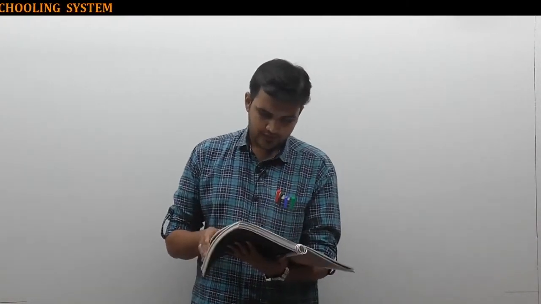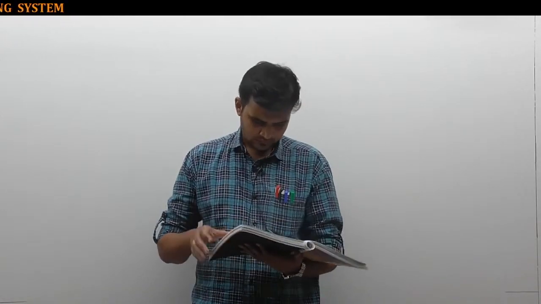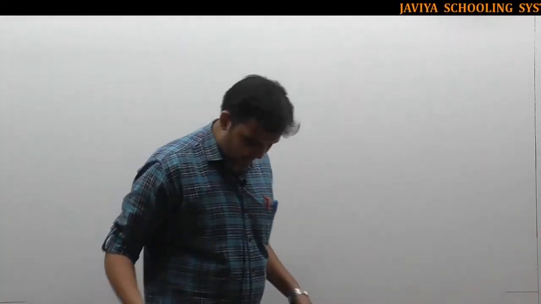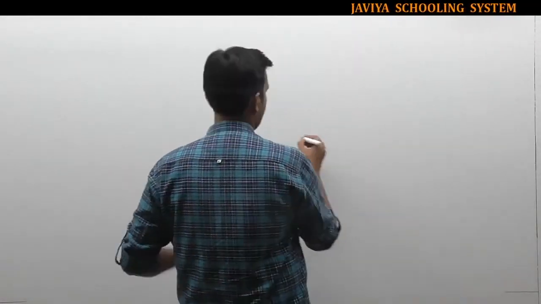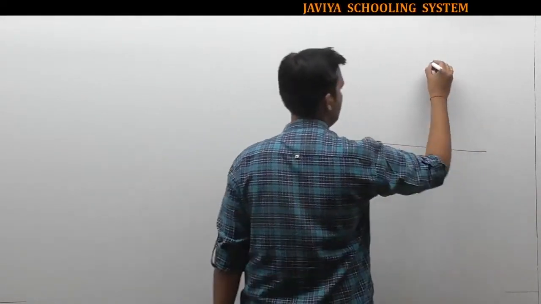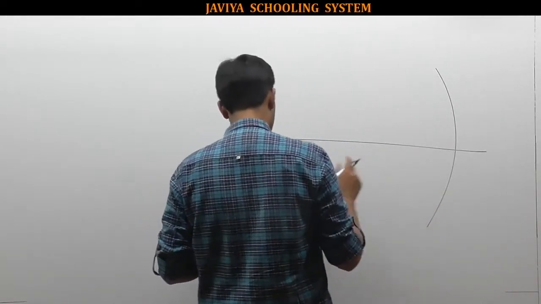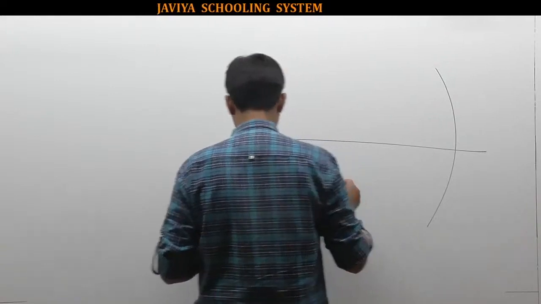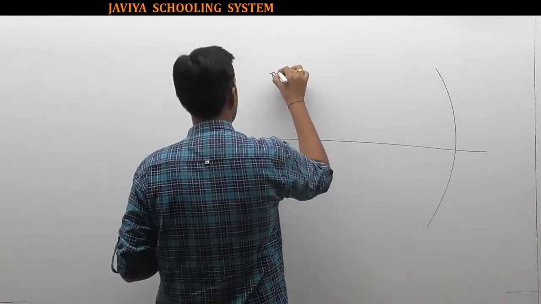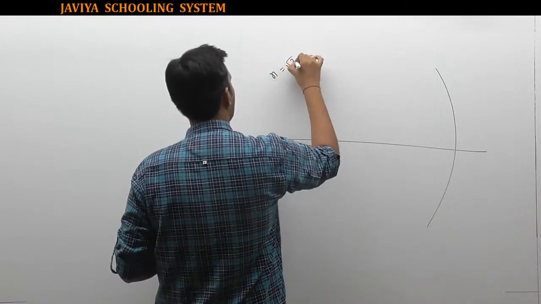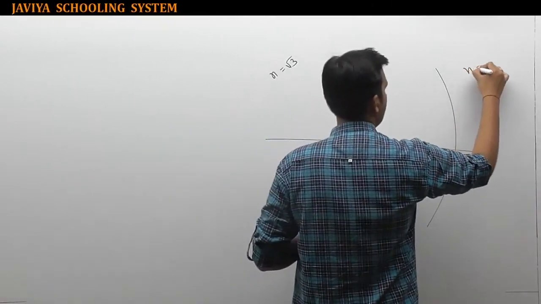Okay, let's move ahead. Laws of reflection. So we were discussing a problem based on it, right? Let's say this is the mirror, right? And here there is a medium with refractive index √3 and here there is a 1.